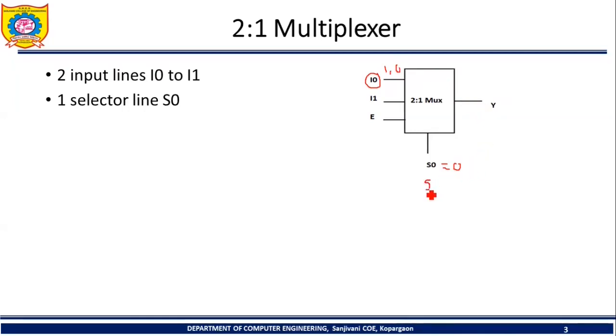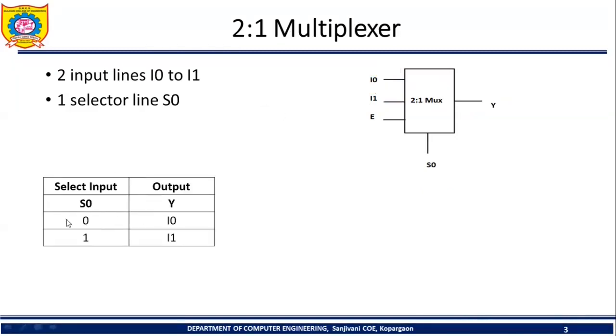Similarly, whenever this selector line S0 is 1, which input line will be selected? Here we have binary number 1, and the decimal equivalent of this binary 1 is 1. So I1 will be selected. Data present on I1 will be directed to the output line. So this is the working of the 2:1 multiplexer.